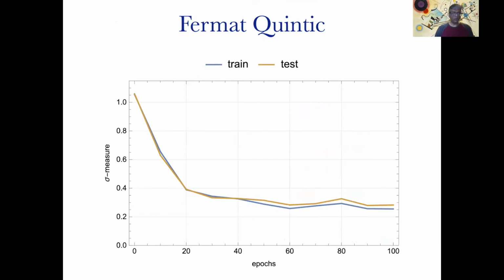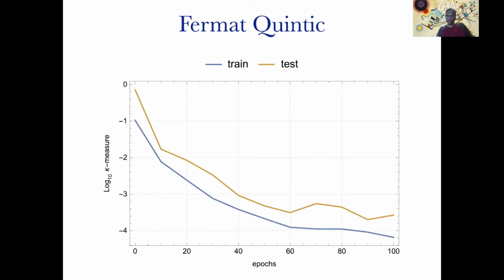Okay, so results. This is the behavior of the sigma measure as a function of epoch. In machine learning parlance, an epoch is one complete pass through the data set in training. This plot shows the behavior of the sigma measure on training data and test data. The training data is in blue, the test data is in gold. The y-axis of the plot is logarithmic.